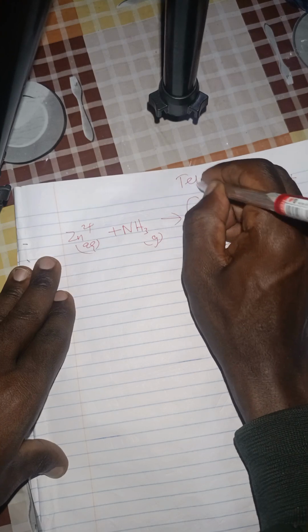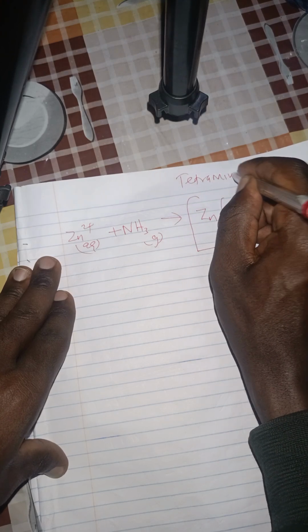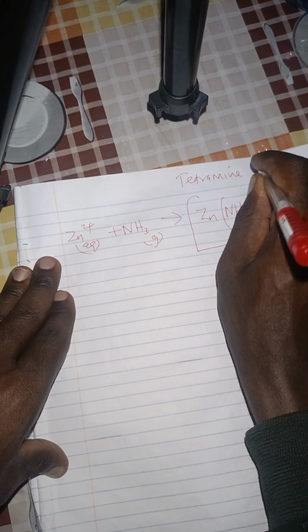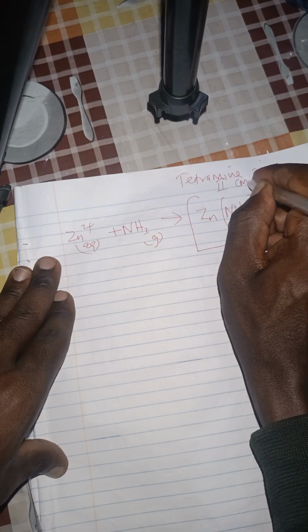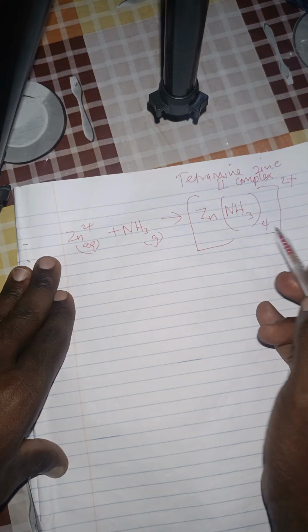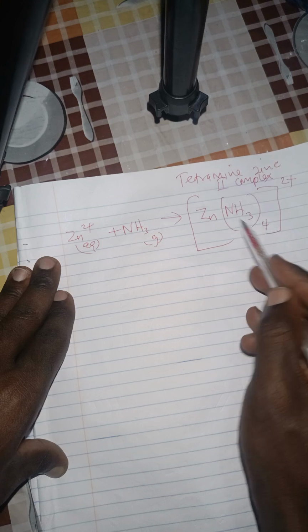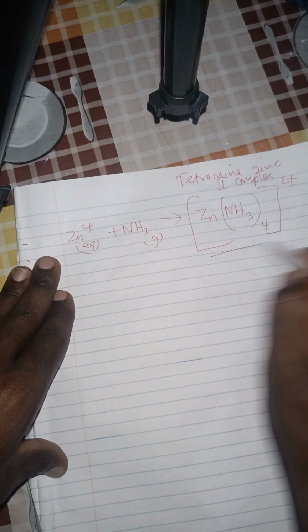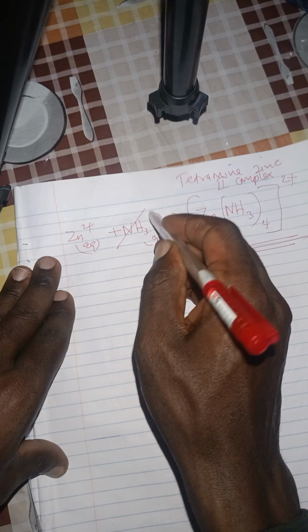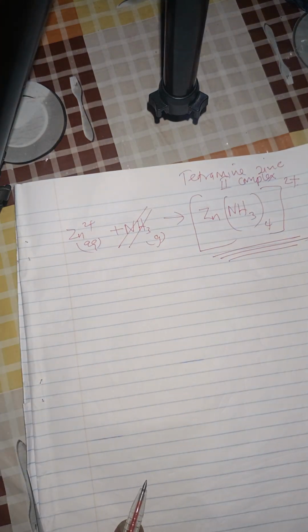It is called tetraamminezinc(II) complex. Tetraamminezinc(II) complex salt is formed. So the ammonia gas is eliminated. At the end of the day, hydrogen gas has been removed by the manganese(IV) oxide acting as the oxidizing agent, and the ammonia gas has been removed by the zinc ions, which react with it to form a complex salt.